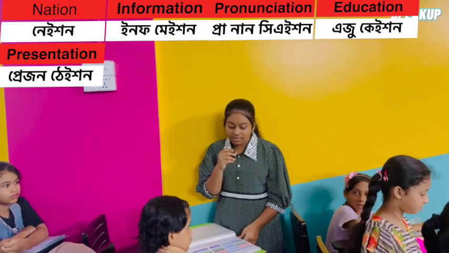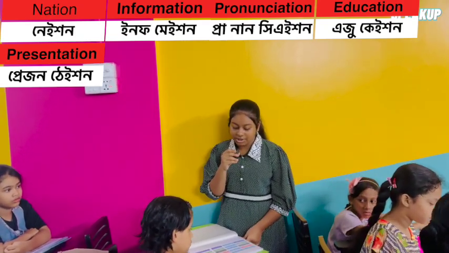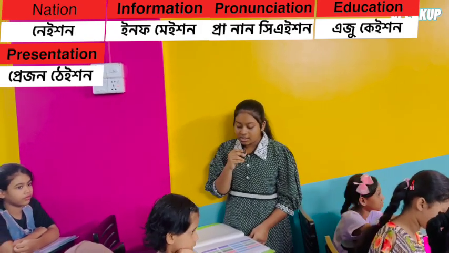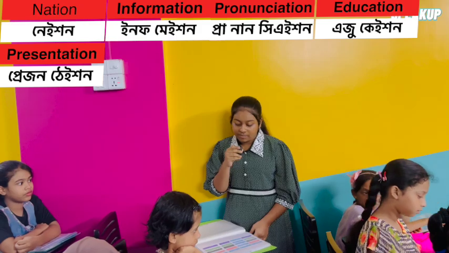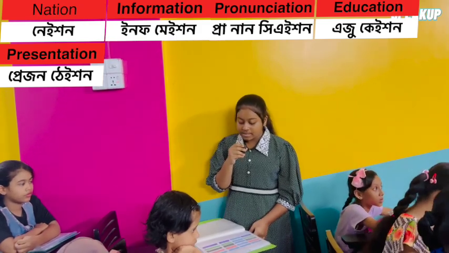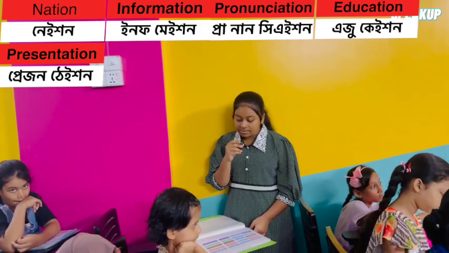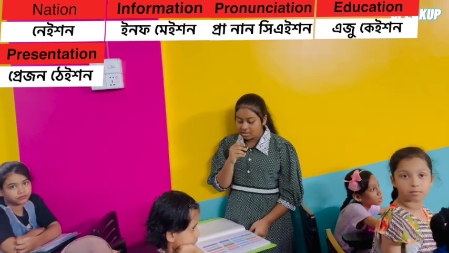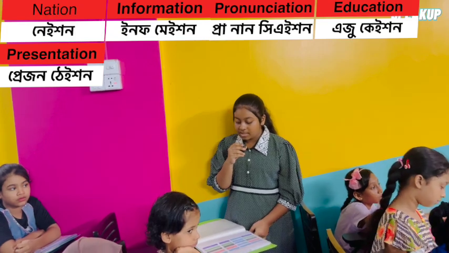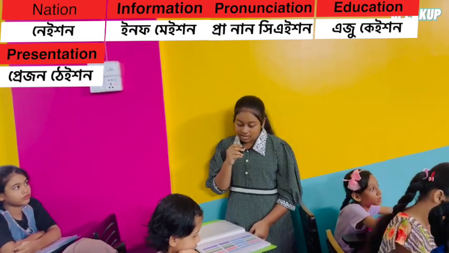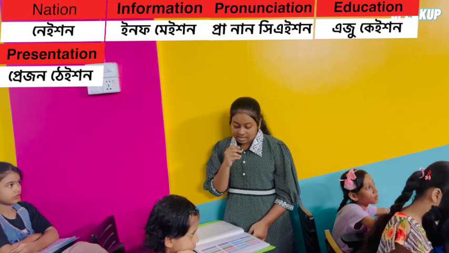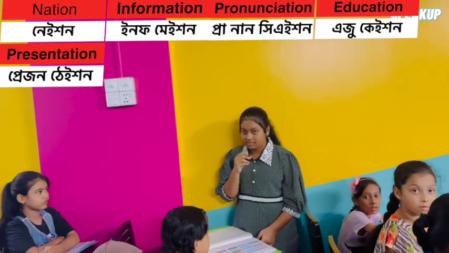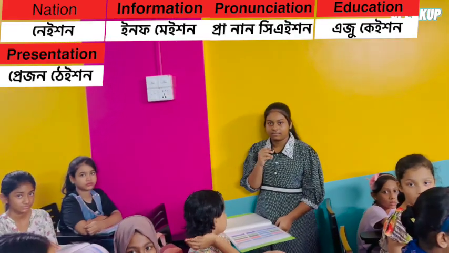Nation. For example, history is the life of nations. Number 2, information. For example, we don't always get timely information. Number 3, pronunciation. For example, check your pronunciation. Number 4, education. For example, our people need education. And the last one is number 5, presentation. For example, I have a great presentation today.